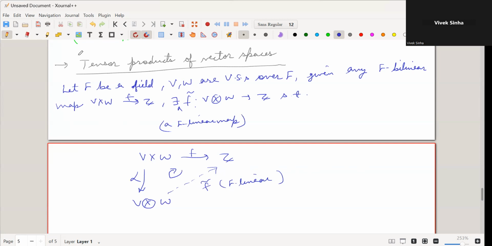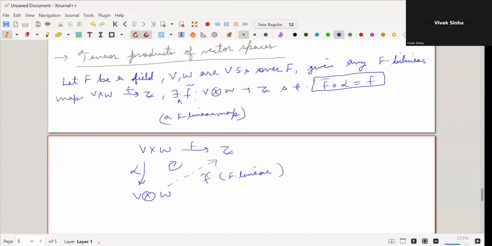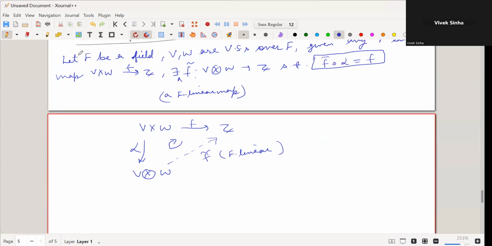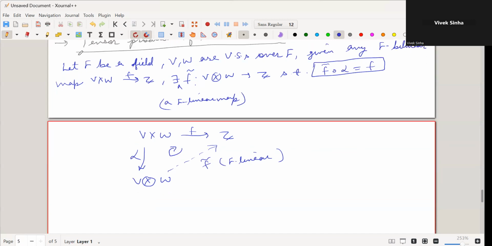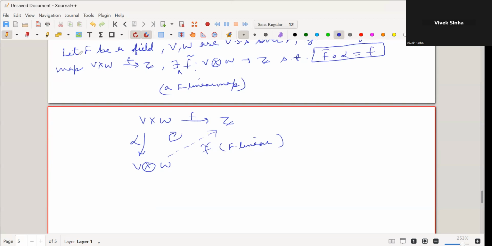So this commutes. So you have F delta composed with alpha is nothing but F. So this is how the tensor product is defined.